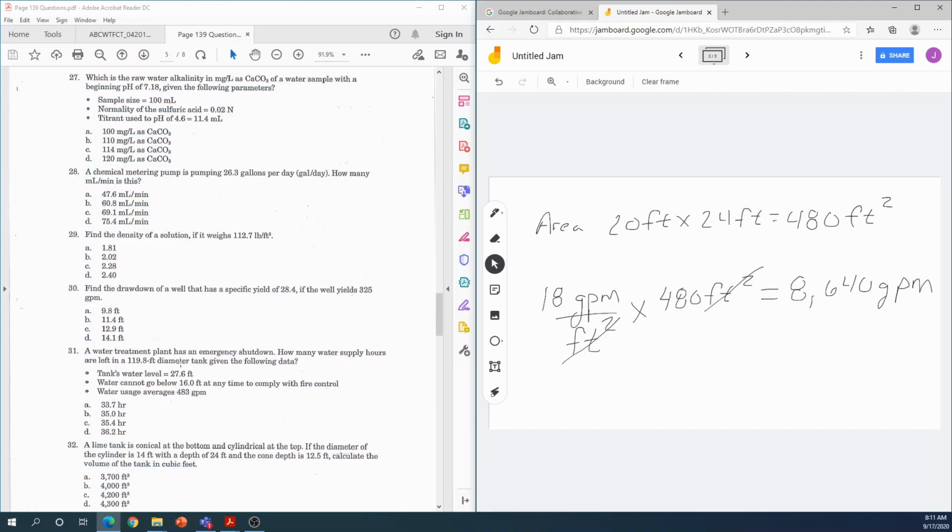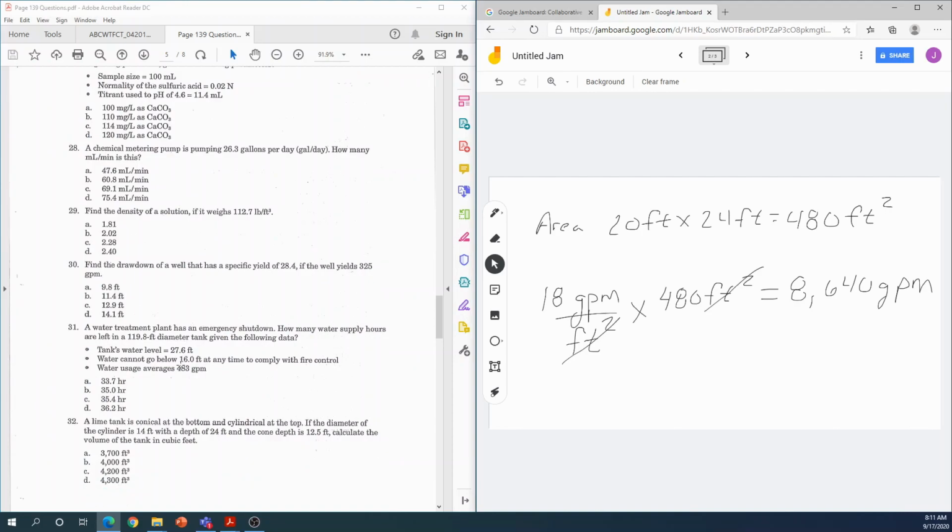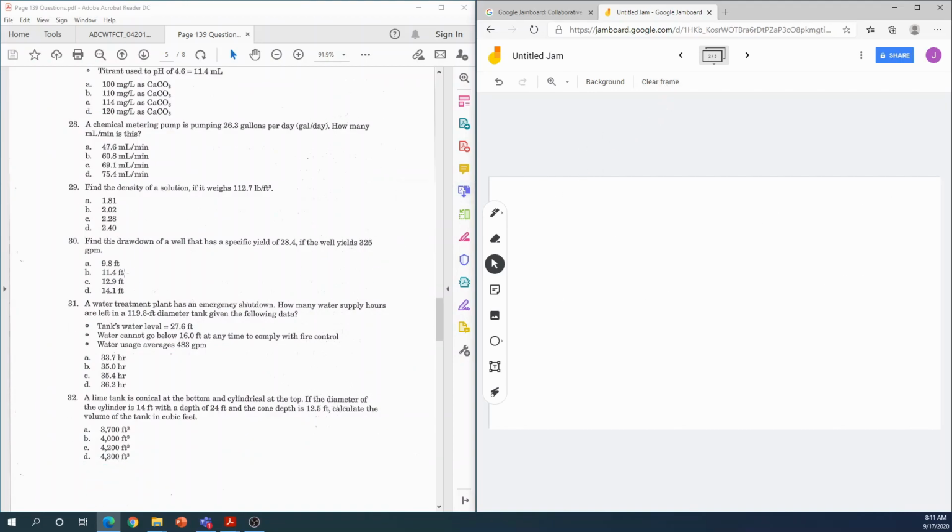Let's jump down and work on our last problem here. It's going to be problem number 31. A water treatment plant has an emergency shutdown. How many water supply hours are left in a 119.8 foot diameter tank given the following data? The tank's water level is 27.6 feet. Water cannot go below 16 feet at any time to comply with fire control. And our water usage averages 483 gallons per minute.